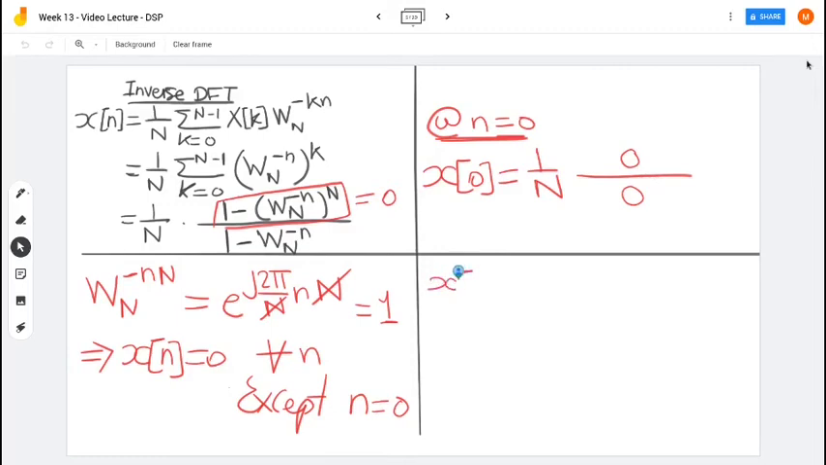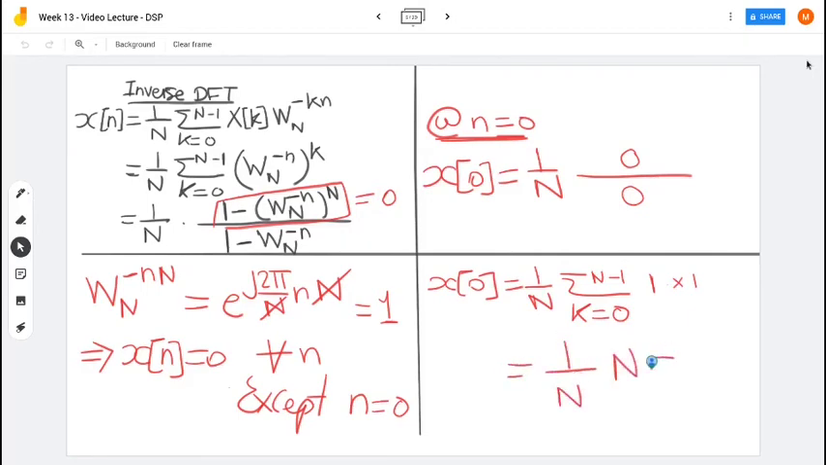So x of 0 is equal to 1 over n, summation over k going from 0 up to n minus 1, x of k is 1, times wn to the power minus kn, and n small is 0, which will give us also 1. So 1 times 1 is 1. When you sum 1 from 0 to n minus 1, it will give you n capital. So it will be 1 over n times n, which is 1.